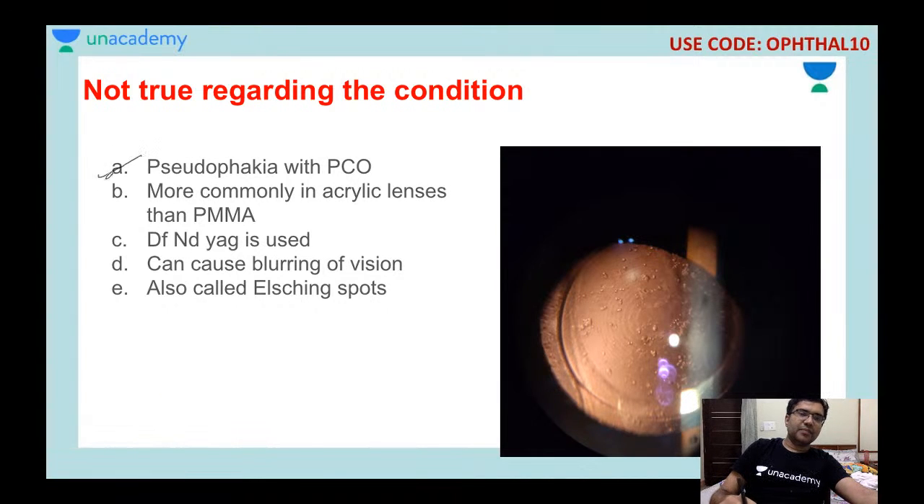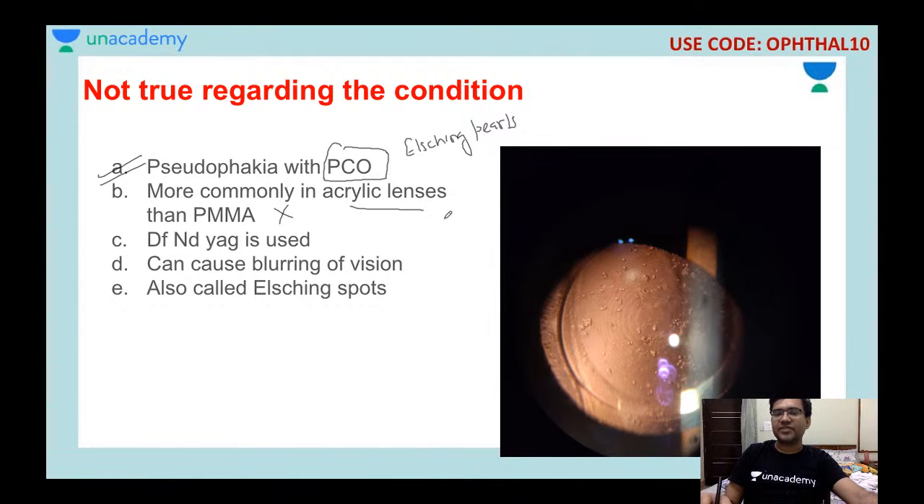So it is definitely more in the patients who are having a posterior chamber intraocular lens implant. Okay, so pseudophakia with posterior capsular opacification, in these patients you get Elschnig pearls. Now they are more common in acrylic lenses than in PMMA. Now this is a wrong statement. The acrylic lenses have the least incidence of the posterior capsular opacification, and the PMMA lenses have the maximum incidence of the Elschnig pearls or posterior capsular opacification.